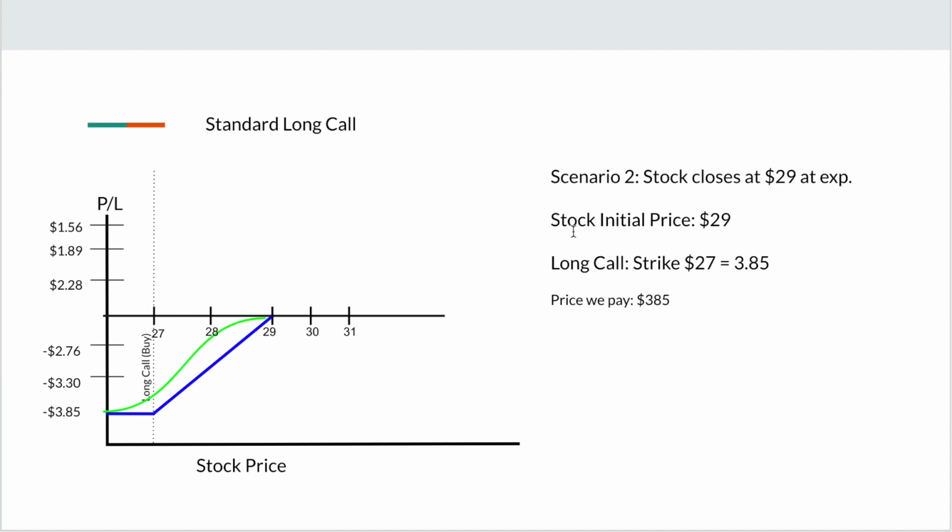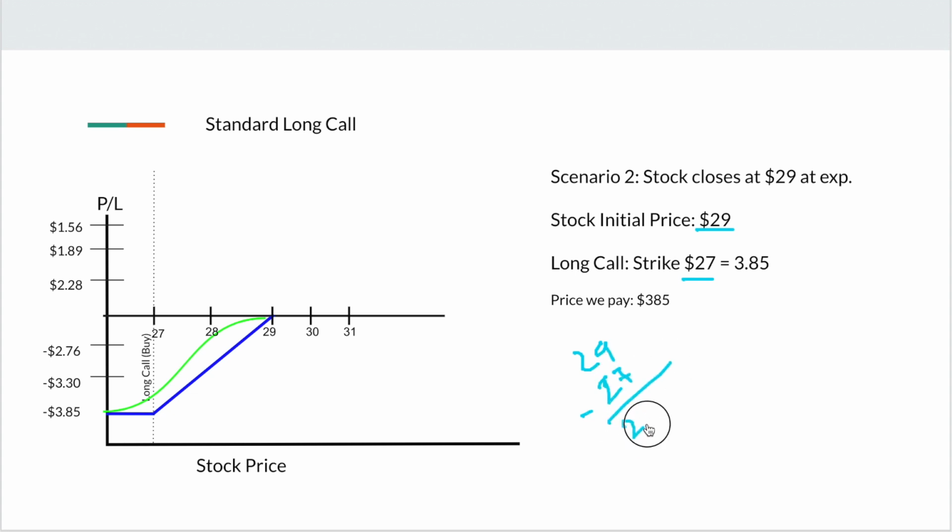So remember, the initial stock price when you first purchased your long call on a standard long call was $29 and you bought a strike for $27. If the stock closes at $29, now you have to do the calculation, and your brokerage does this for you automatically. I just want to show you how it's done by hand. You're going to subtract $29 minus 27, and that's because there are 2 points between the stock's price and the strike price, which was 27, and that gives you 2.0.